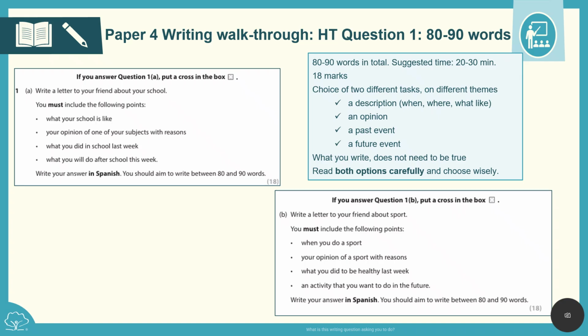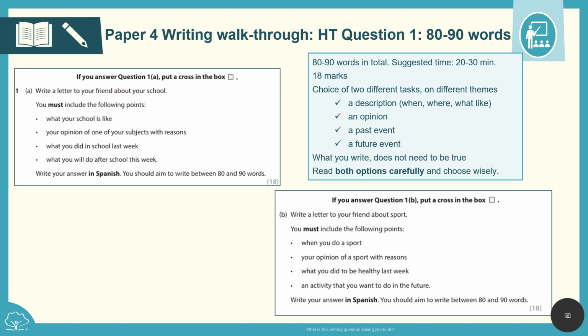The first bullet point is always about a description of something. The second is an opinion. The third, you must use the past tense, and in the fourth, you must use the future tense. Okay. As you are doing higher, it's expected to use a variety of tenses if you can. For example, the preterite and the imperfect, and in the future bullet point, the simple future and the near future.